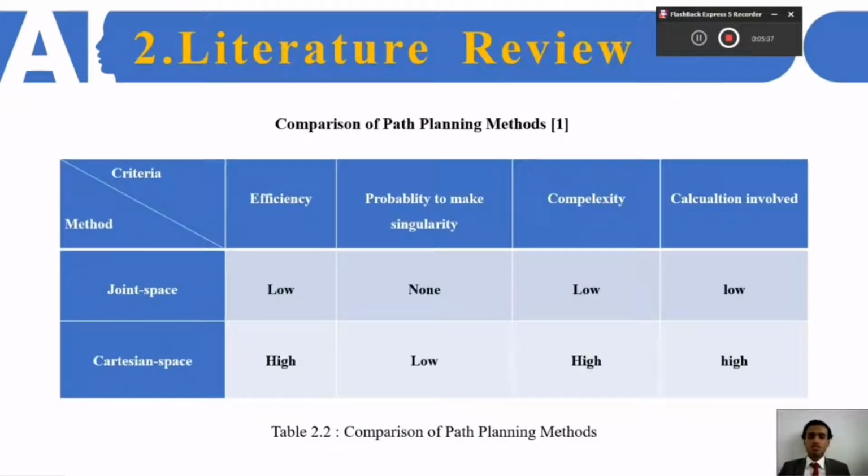For the trajectory path planning, I talked about two methods, which are joint space and Cartesian space. We have other methods like the ditch path and also the CAD path planning. I choose Cartesian space because it has a high complexity and the calculation involved is high, but the efficiency is also high. The problem with Cartesian is the singularity, which means that the end effector cannot reach some places.